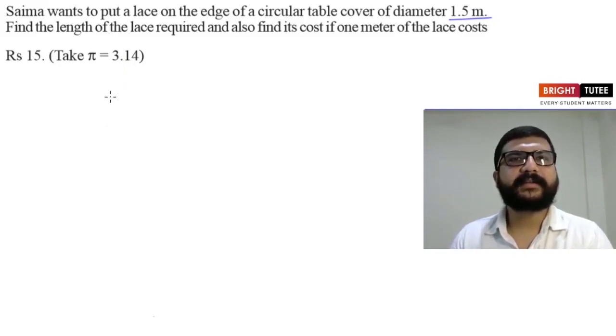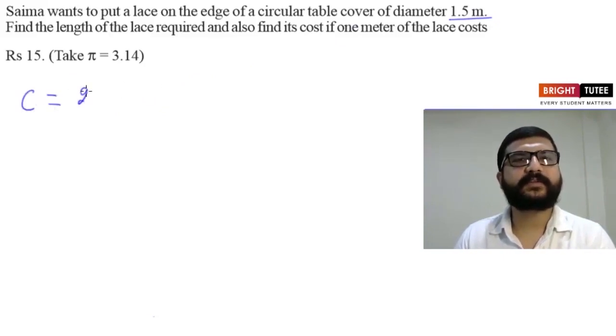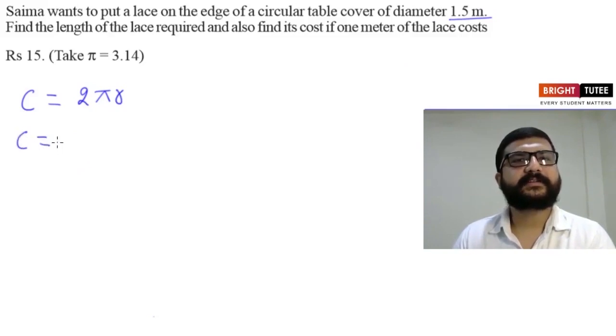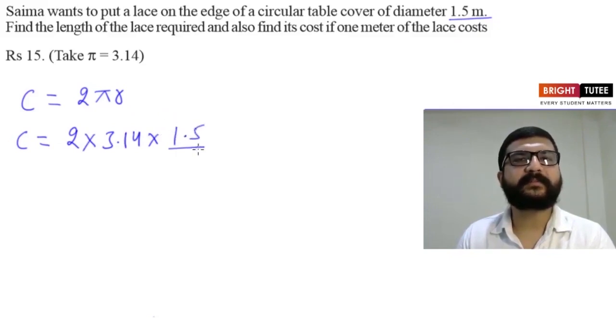We have to find distance around the circular tablecloth or table cover. For that we have to find circumference of it. As we know, circumference is equal to 2 pi r, where r is the radius. Now in this question, diameter is given as 1.5, but what we need is the radius of the circle. So radius is equal to half of the diameter. So let's use it now. So it will be 2 into 3.14 into radius, and that will be half of diameter, it means 1.5 upon 2.